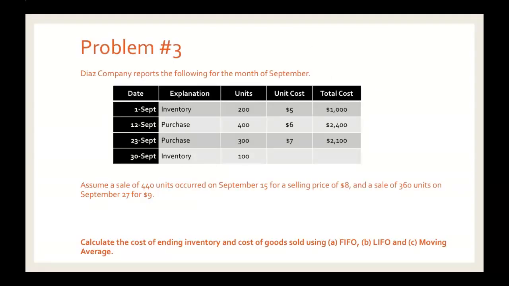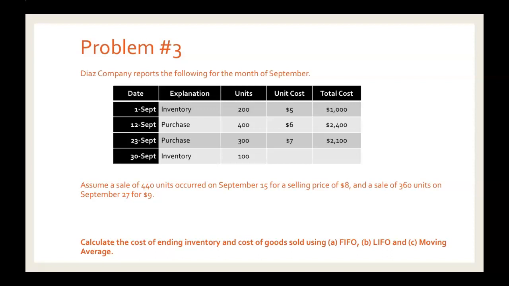So now let's take a look at problem number 3. Problem number 3 is for Chapter 6. Chapter 6 deals with perpetual inventory methods, right? We had FIFO, LIFO, and moving average or average cost. Well, we have all of this information given to us.